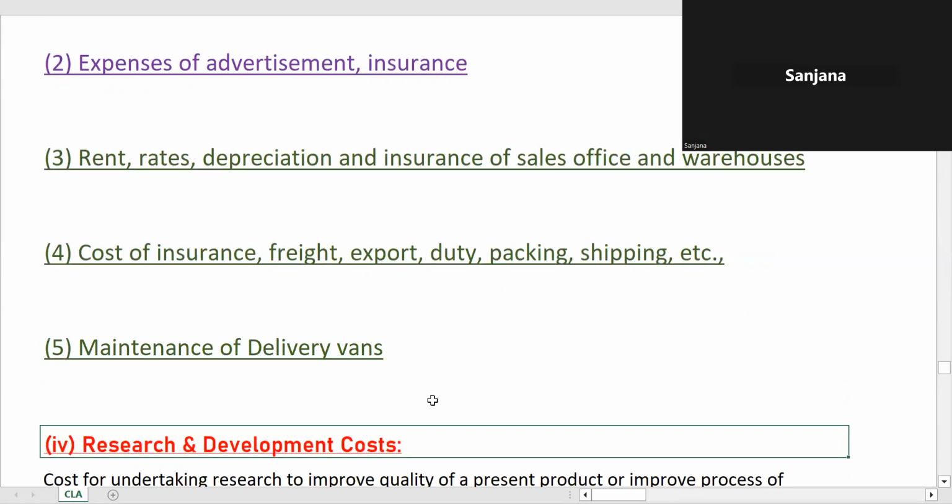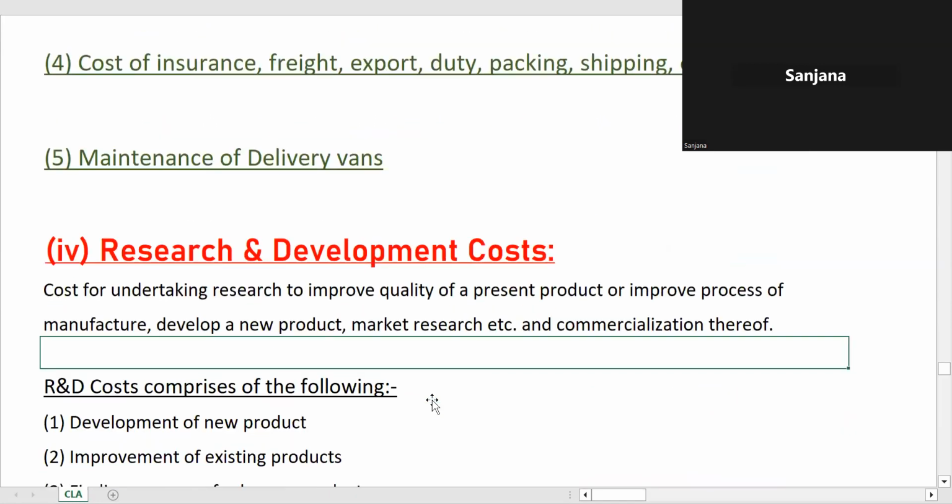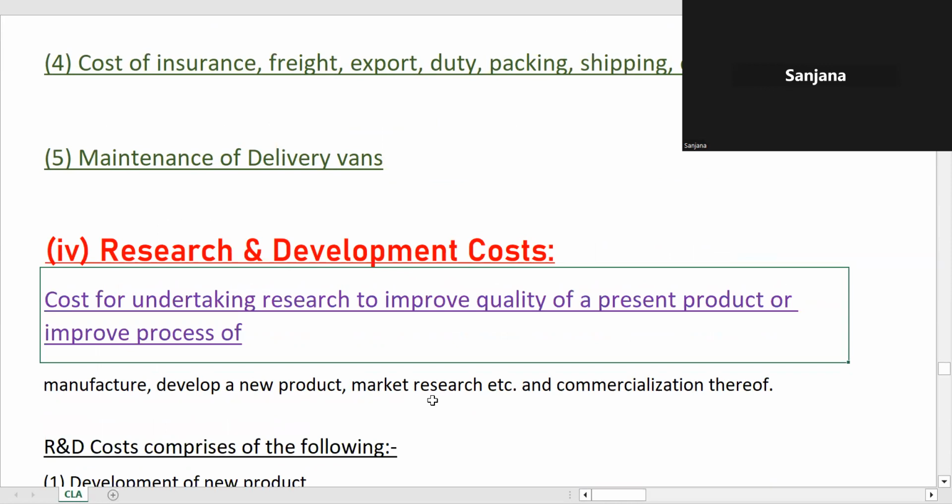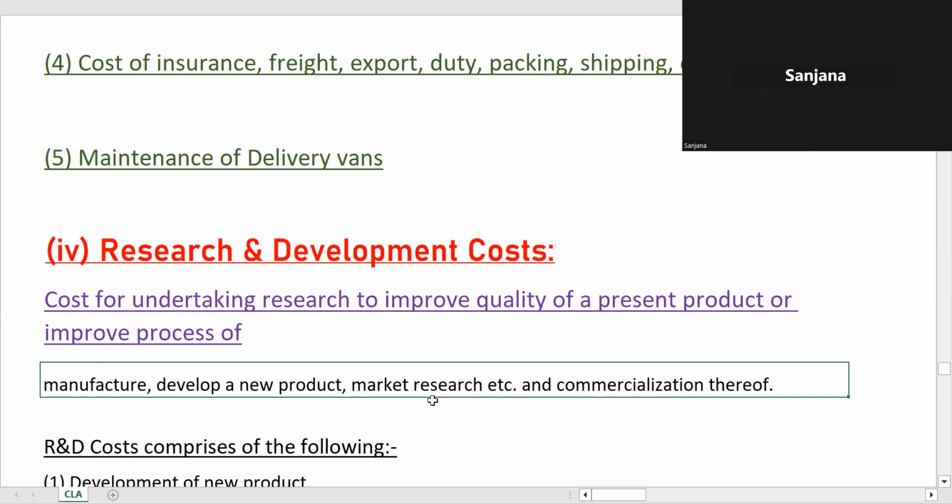Classification on the basis of functions, that is research and development cost. So this is the cost for research, as you might be understanding. Research can be to improve a present product, or you are working on some future product. It can be anything. It's also done on market research, to understand how the market works. In research, there will be two parts. One is the research, second will be commercialization.